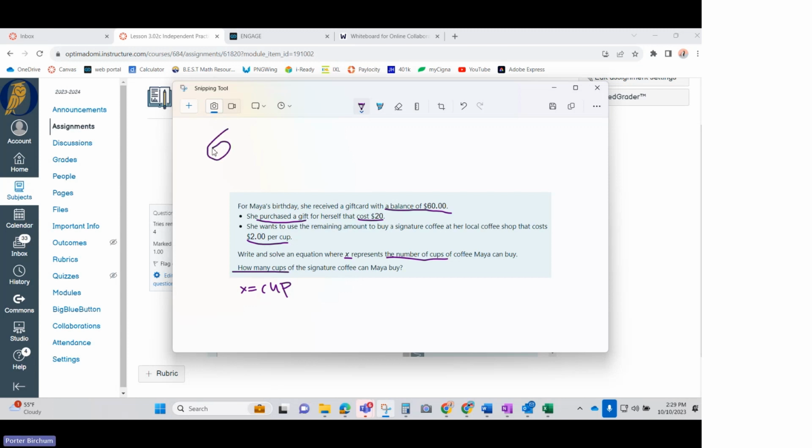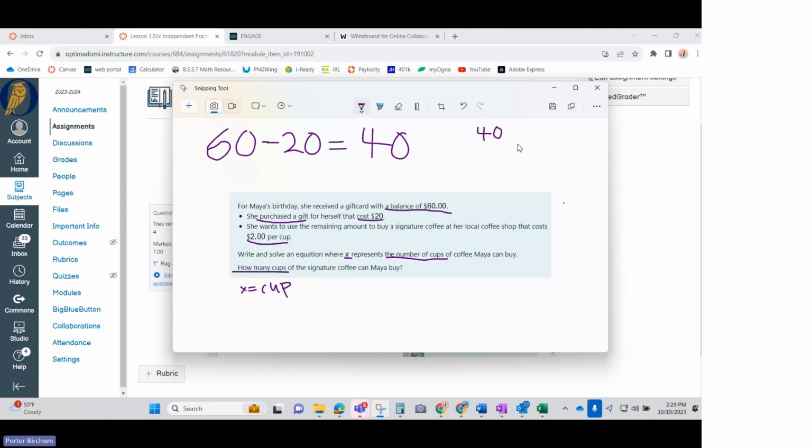So she starts with $60, right? Then she spends, minus 20, because she bought a gift. And then that makes $40. And then she wants to buy $2 for every cup. So if I had 40, and I'm buying a whole bunch of cups that cost $2, $2.